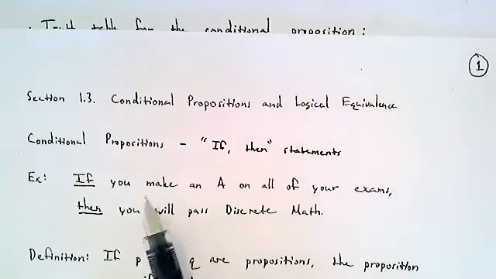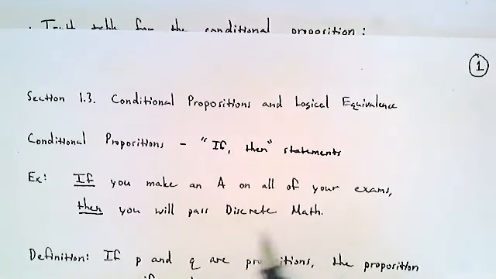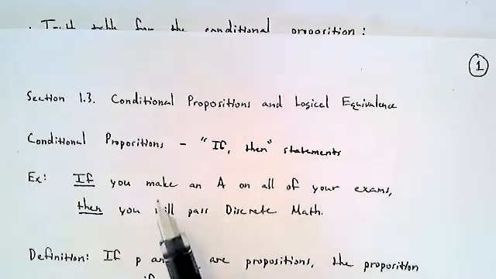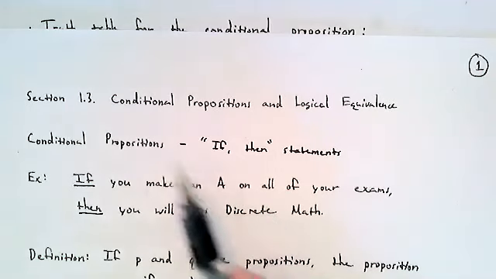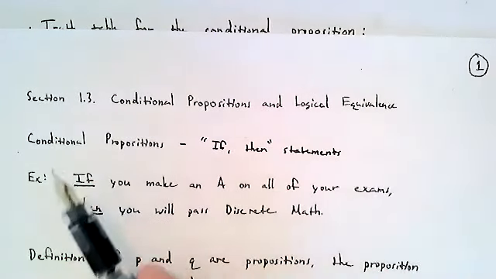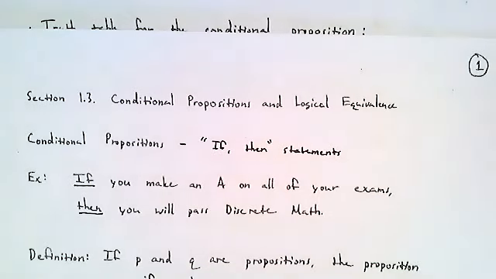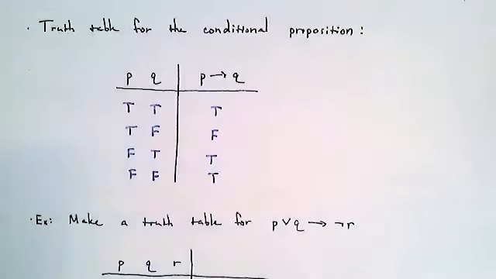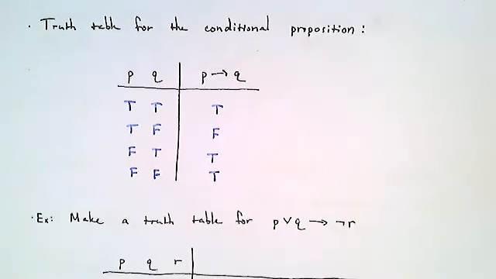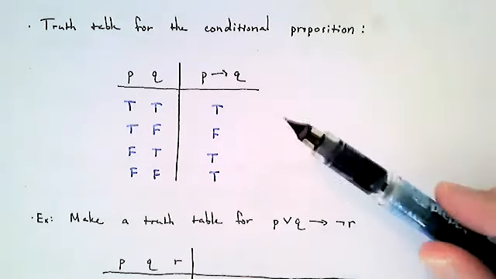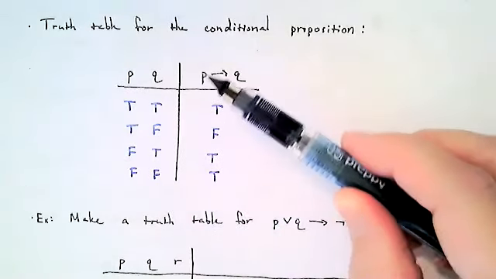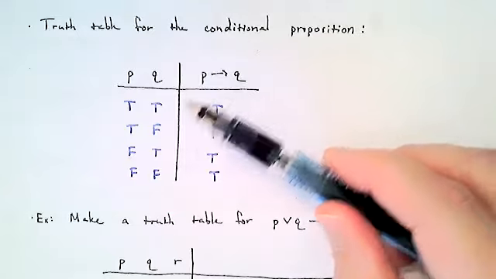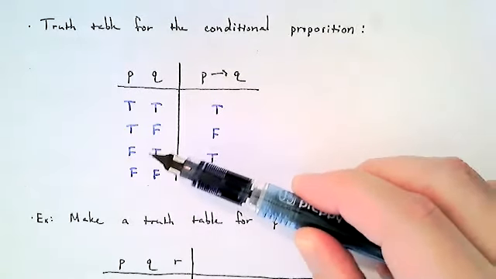It's still true that if you make an A on all of your exams, you'll pass discrete math, even if it happens to be that you failed because you didn't do well in your exams. This conditional is still perfectly true. And I understand that this is a little bit hard to grasp, at least at first. So make sure you just keep this in your mind, that if the hypothesis is false, so if the left part of your conditional is false, then it doesn't matter what the conclusion is.